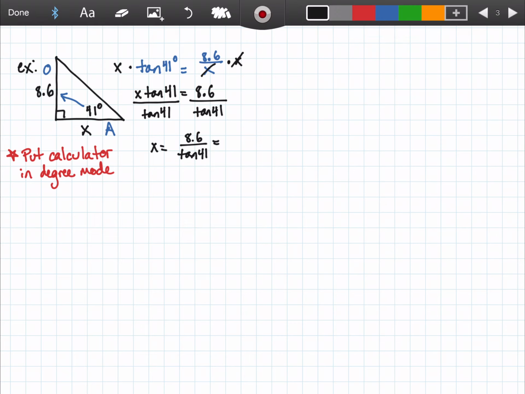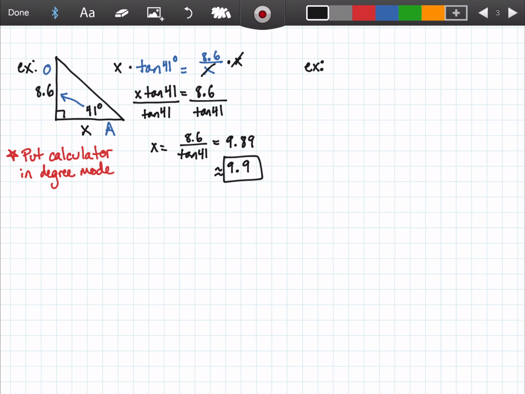So if not, you're going to have a lot of sad incorrect answers. All right, I'm going to type that into my calculator. 8.6 divided by tan 41. And I get 9.89. And I'm just going to round that to 9.9 because 8.6 is to 1 decimal place, so this answer will also be to 1 decimal place.